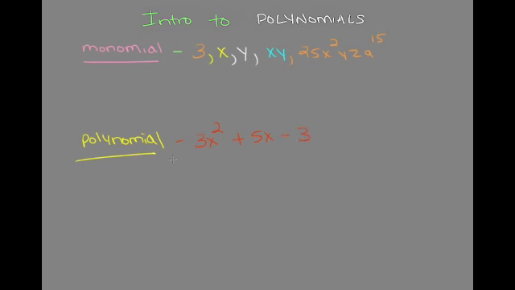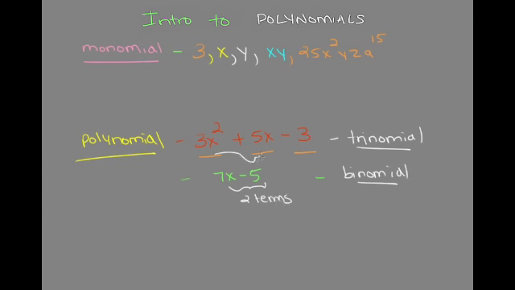This would be a polynomial because we have 3 monomials here. And since we have 3 monomials, this is a special polynomial called a trinomial, because it has 3 terms. And if we had a polynomial that had 2 terms, like 7x minus 5, this would be called a binomial because it has 2 terms, while a trinomial has 3 terms.